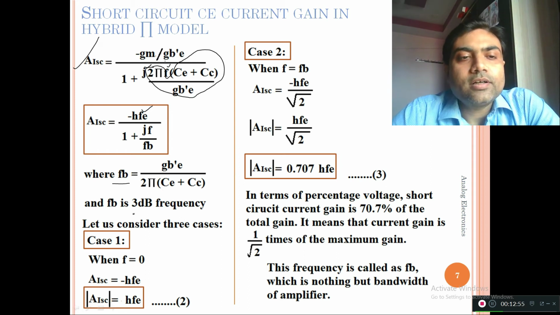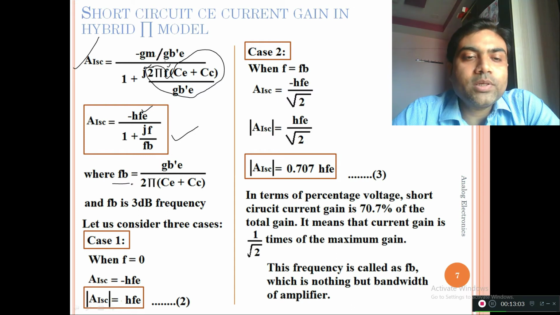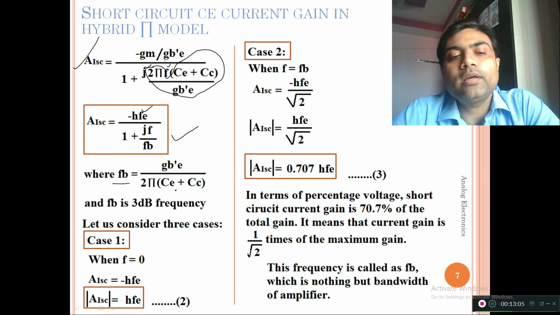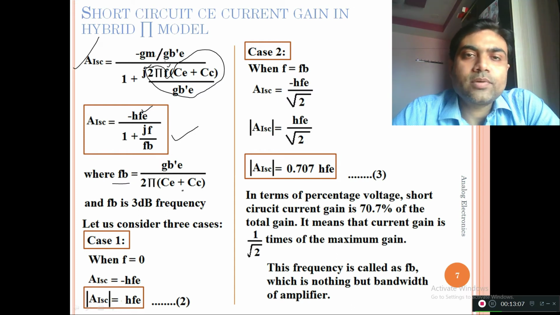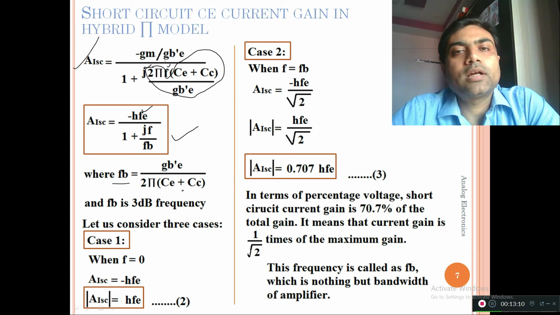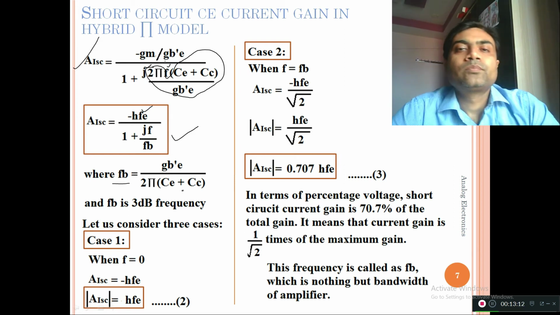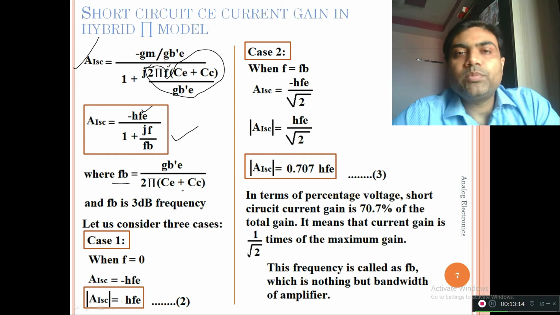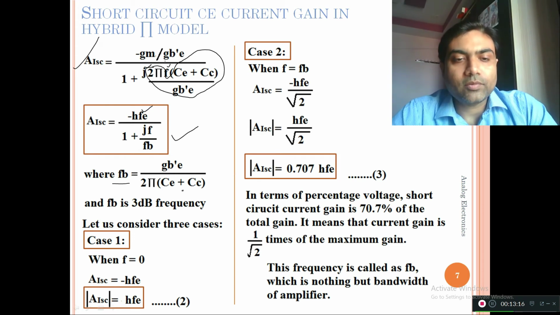Now this is our final equation of the short circuit current gain: A_ISC equals minus h_FE upon 1 plus j f upon f_B, where f_B is nothing but GB'E upon 2 pi (C_E plus C_C). I think it is very simple to understand. We have just introduced a constant here, and f_B is the constant, which is nothing but the 3 dB frequency. Now let us consider 3 cases.